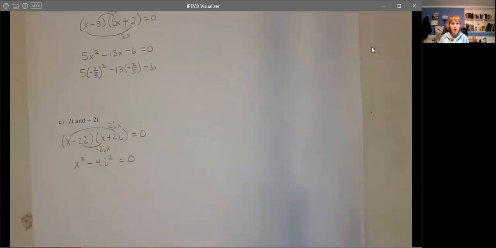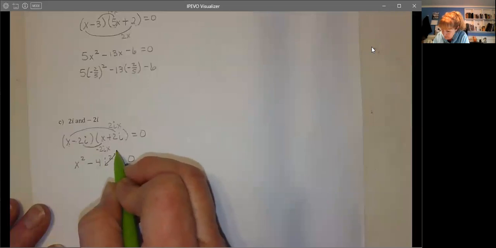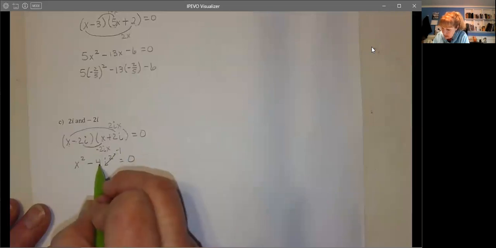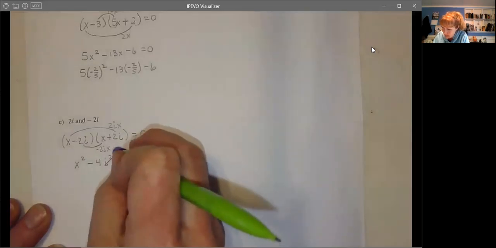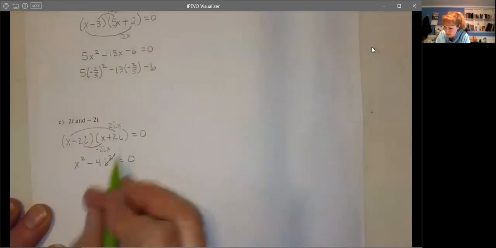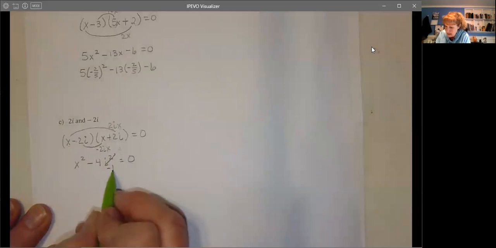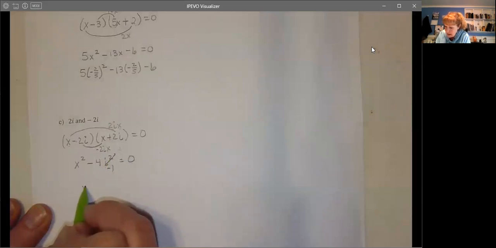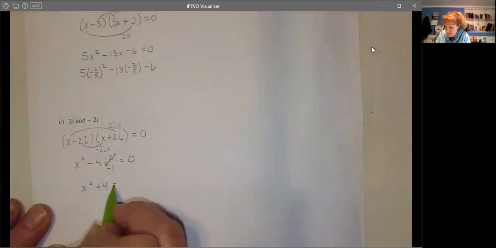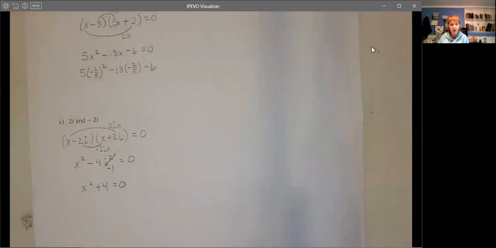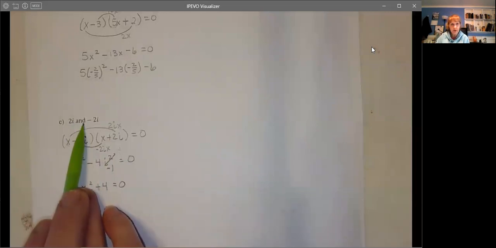Okay. Well, that can be simplified because we know that i squared is a negative 1. So a negative 4 times a negative 1, I might put that negative 1 down below. It's kind of interfering with this up here. That's a negative 1. So you get x squared plus 4. Negative times a negative is a positive. And that equation has those roots.